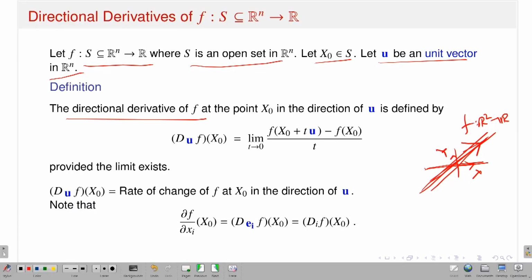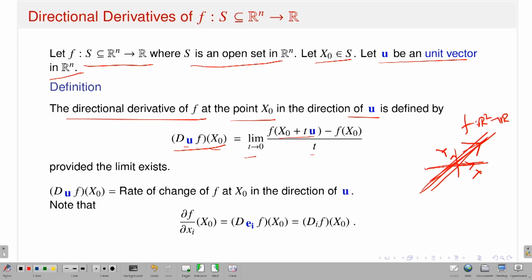The directional derivative of f at the point x naught in the direction u is defined by, okay, this notation: D suffix u of f, where D stands for directional derivative of the function f, suffix u means in the direction u, and at x naught. What is the definition? A similar kind of definition you have already seen in the partial derivative case. I take the limit of this quotient. What is this quotient? The limit as t approaches 0 of f of x naught plus t u minus f of x naught, divided by t.